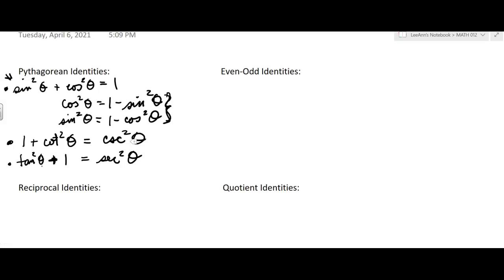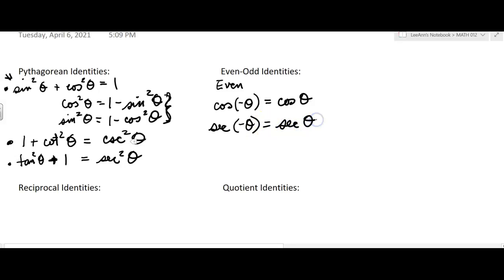Okay, the even odd identities, we have two that are even. They're cosine. So cosine of negative theta is equal to just cosine theta. And then the reciprocal of cosine is secant. So secant negative theta is equal to secant theta. Those are the two even identities. The other four are odd.